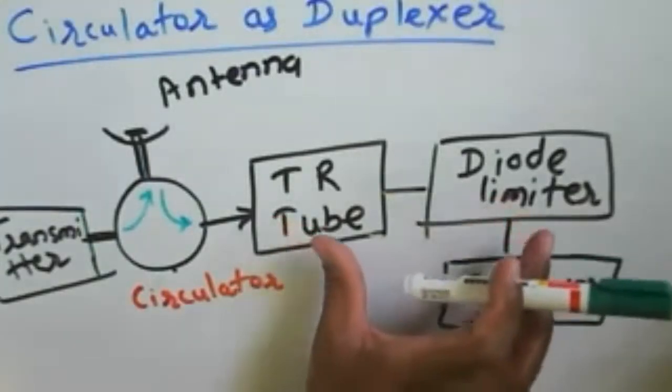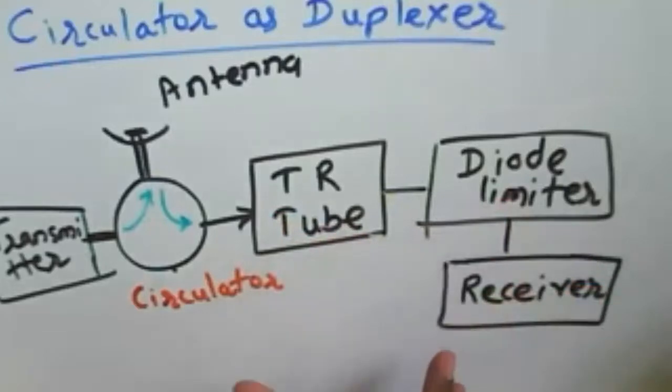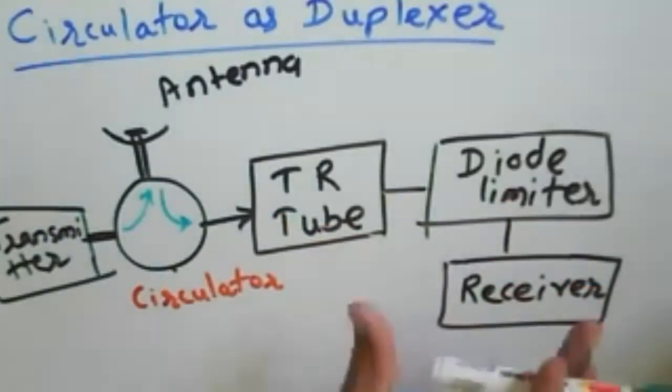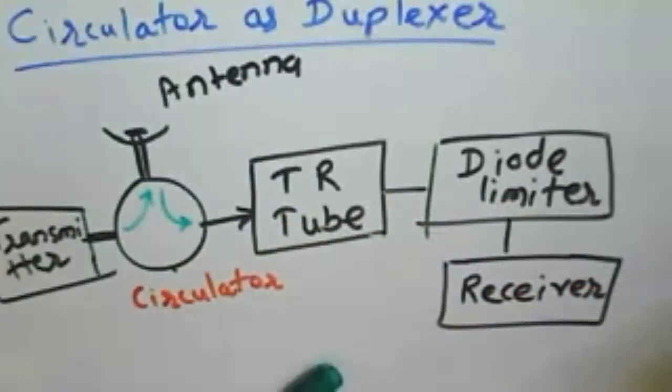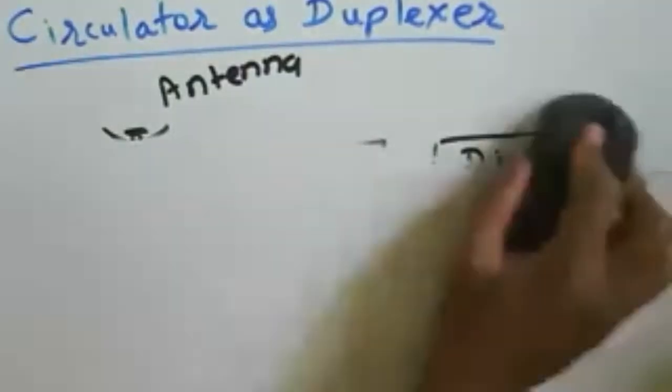But when we are using this particular TR tube as well as a diode limiter, there are some drawbacks here. Okay, insertion loss, because of inserting those particular components on the receiver side. So there may be insertion loss due to this particular device.